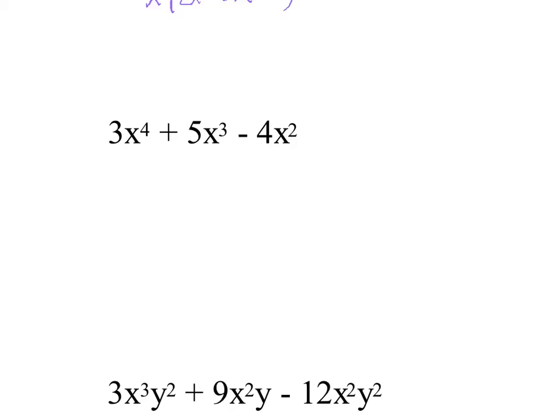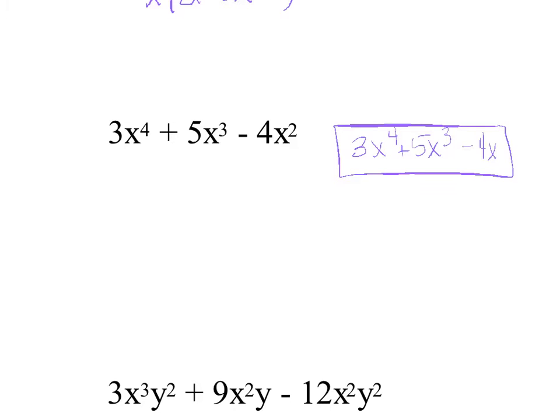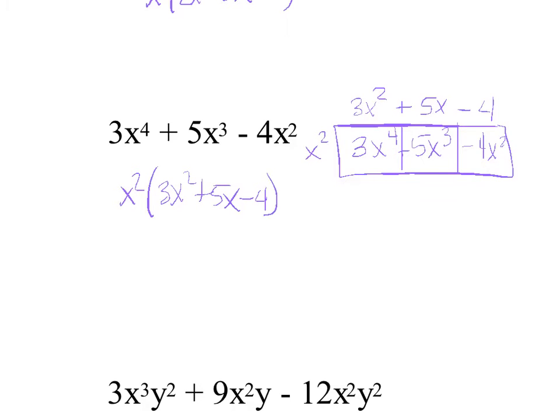All right. Set up another one. We've got 3x to the 4th plus 5x cubed minus 4x squared. Once again, I'm looking at numbers, and I've got a 3, a 5, and a 4. They don't have anything in common. When I look at the x's, I can take out an x squared, it looks like. So then on top, I should get 3x squared plus 5x minus 4. So then x squared times 3x squared plus 5x minus 4 equals the original polynomial.